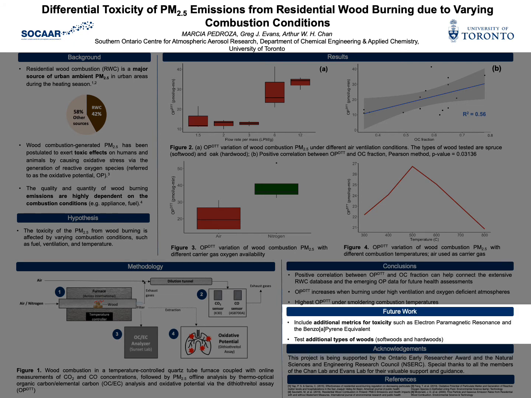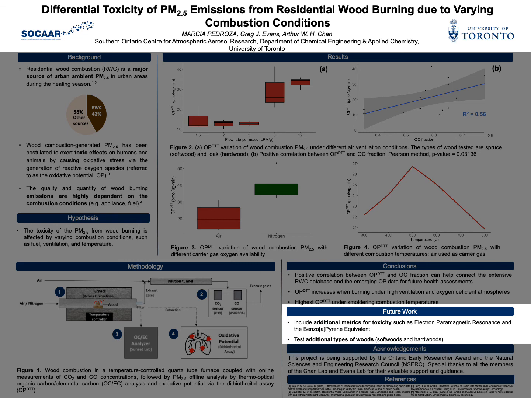Some of our future steps are to include additional metrics for toxicity in order to have a more complete approach and understanding of other toxicity metrics. Two of these metrics that we have in queue are the electron paramagnetic resonance, which helps with the determination of free radicals, and the benzo[a]pyrene equivalent, which is fed with the measurements of the priority PAHs that have been proved to be either carcinogens or mutagens.